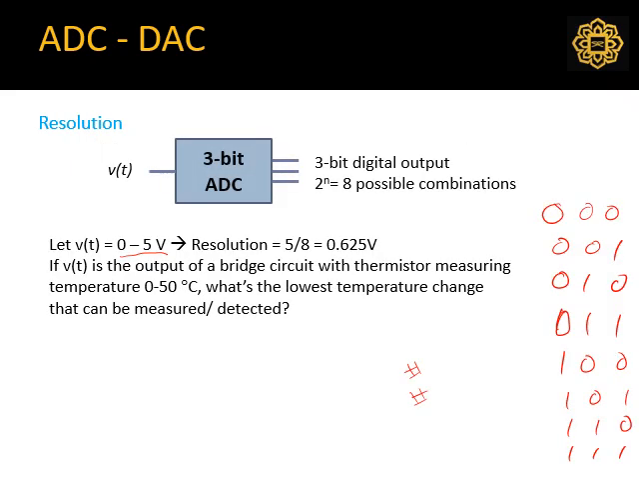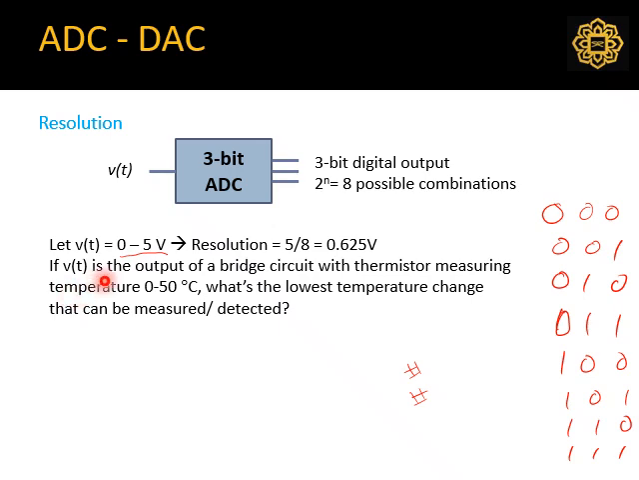So let's say if it is a 3-bit, then you have 000 means 0 volt, 001 means 1 volt, 010 means second, third, fourth, fifth, and sixth, 8 levels. So with 8 levels, each level corresponds to 5 divided by 8, which is 0.625 volt. So this is 0 volt, this is 0.625 volt, this is 1.25 volt. So the resolution is 0.625 volt. So this is how you can get the resolution.